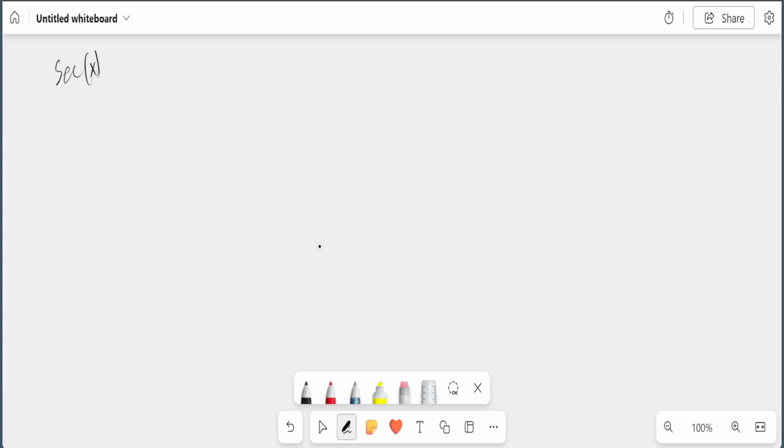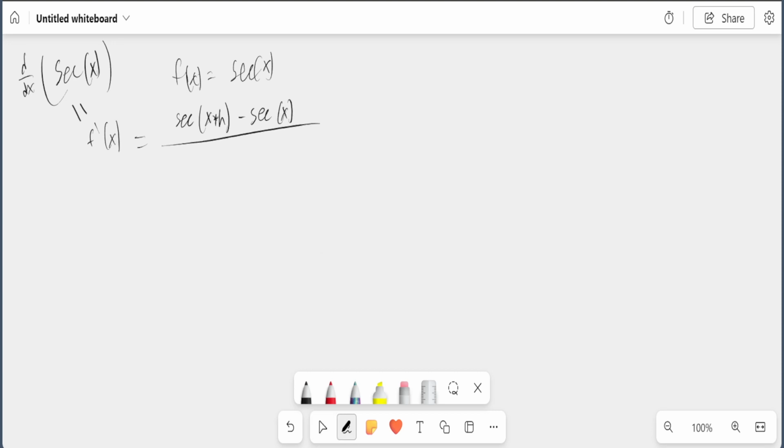Secant x, we want to find the derivative of that. So if f of x is equal to secant x, then f prime of x is equal to the limit of secant of x plus h minus secant x, all over h, right?